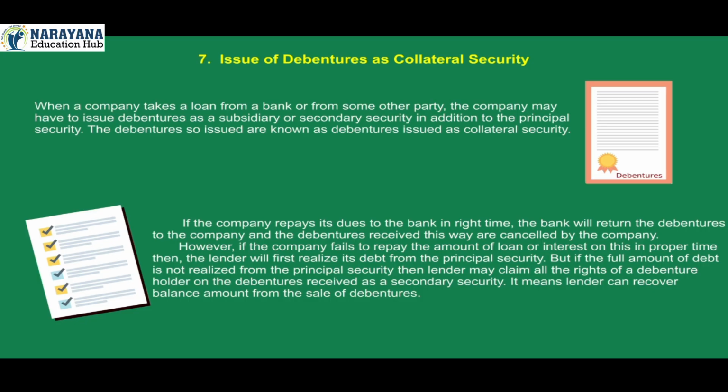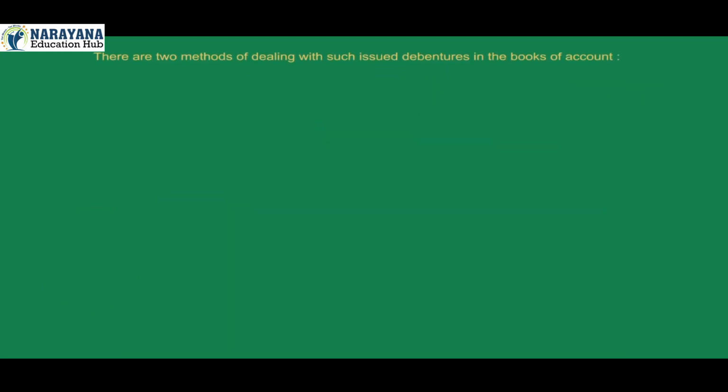However, if the company fails to repay the amount of loan or interest on this in proper time, then the lender will first realize its debt from the principal security. But if the full amount of debt is not realized from the principal security, then lender may claim all the rights of a debenture holder on the debentures received as the secondary security. It means lender can recover balance amount from the sale of debentures. There are two methods of dealing with such issued debentures in the books of account.